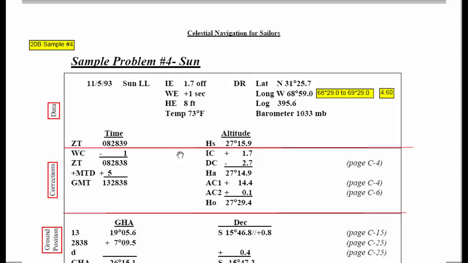And then over here we have my 3 L's, that is the dead reckoning latitude, dead reckoning longitude, the distance log reading, and then we also have the air temperature and the barometer pressure. And then below that we see the time in zone time, 08:28:39. And then we also see the sextant altitude that we just shot, 27 degrees, 15.9.